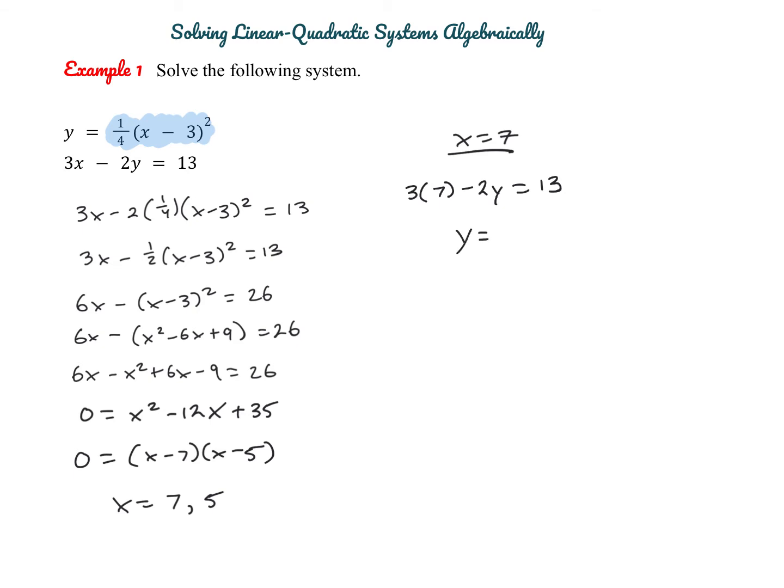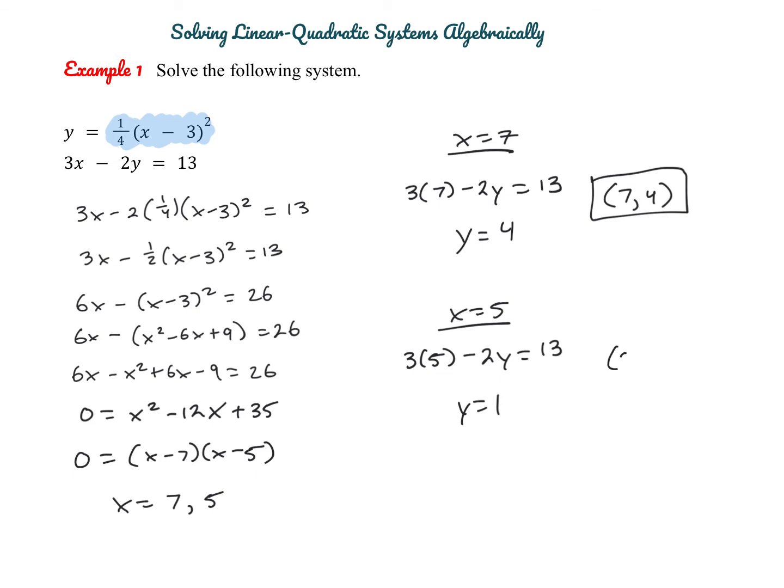So here we got y equals 4. One of our solutions is (7, 4). It should always be an ordered pair. And then we should have one more solution for x equals 5. Again, we're going to substitute it in. And here we get y equals 1, so our second solution is (5, 1).